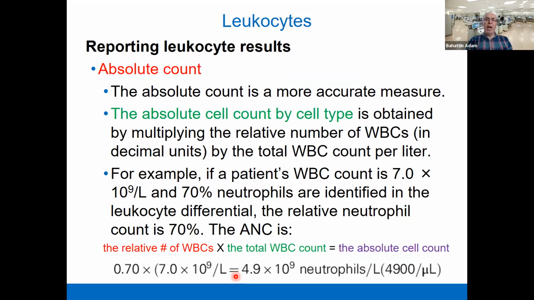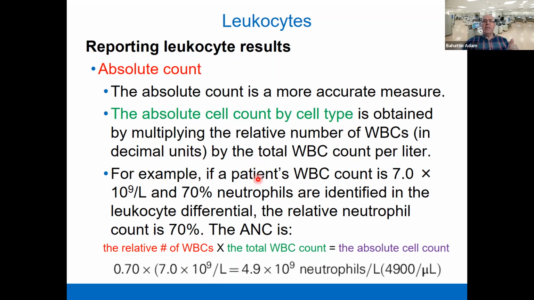What does absolute count mean now, as opposed to total count? In order to report the absolute count, you have to count 100 white blood cells, and then give the ratio of each white blood cell type. The absolute cell count by cell type is obtained by multiplying the relative number of the white blood cells by the total white blood cells per liter.